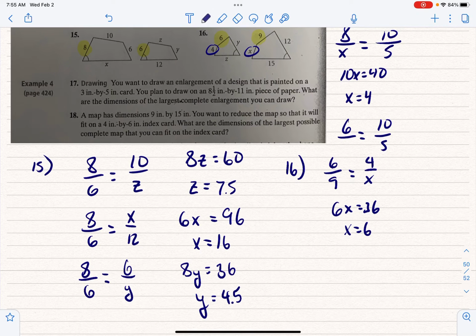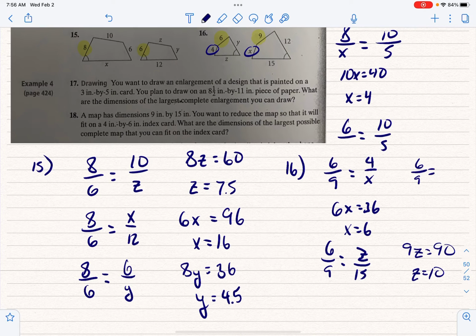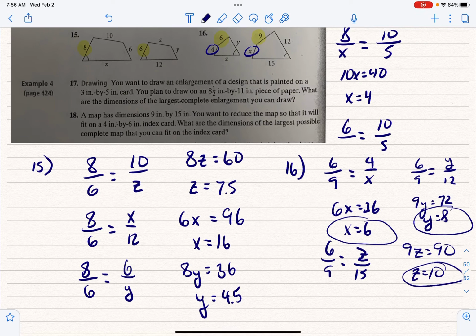Once again, I'll say 6 is to 9 the same way that this time z, that's an ugly z, is to 15. Cross multiply, and I get that 9z is equal to 90, so therefore z is equal to 10. And then lastly, I could say 6 is to 9 the same way that y is to 12. Cross multiply, and I get 9y is equal to 72, so therefore y is equal to 8. So there are your values. x is 6, y is 8, and z is 10.